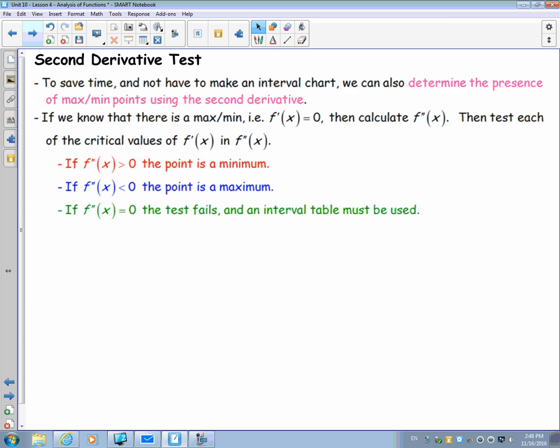And here are the 3 rules. Rule 1, if your second derivative comes out to a positive, it's a minimum. If it comes out to a negative, it's a maximum. And if it comes out to 0, you're kind of in trouble. The test fails, and you have to use an interval table. Odds are that it's an inflection point, but you don't know if it's an increasing or decreasing inflection point. So that's kind of why you need the table. Okay, so I'll give you an example of how one of these works.